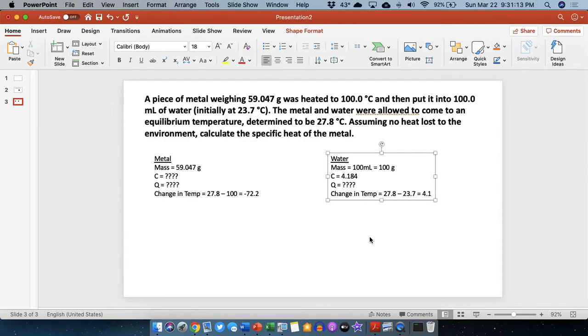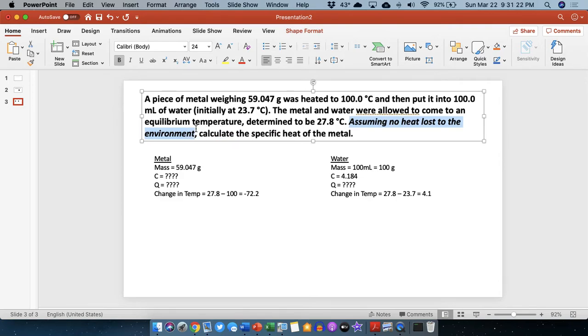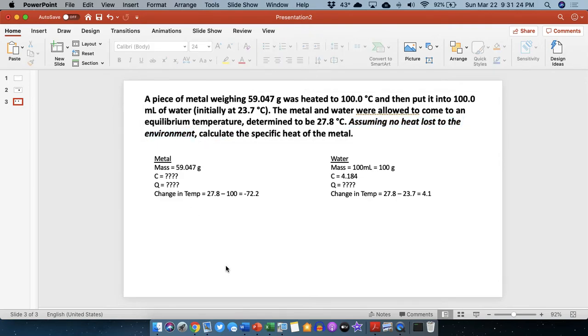All right. So how do we put these two things together? Well, it's this part right here. This assuming no heat lost to the environment part is the key to this. We're assuming that all the heat that was contained within the metal gets transferred to the water and nothing is lost to the outside environment. Now we know good and well that that's not true, but it makes our lives and our math a lot easier when we make that assumption.